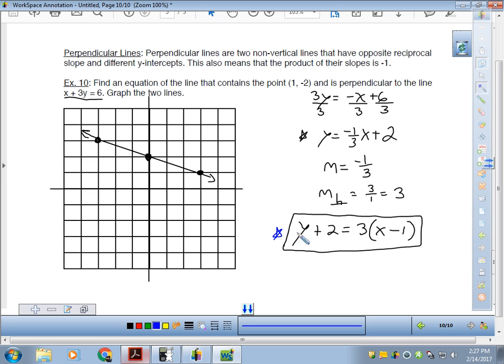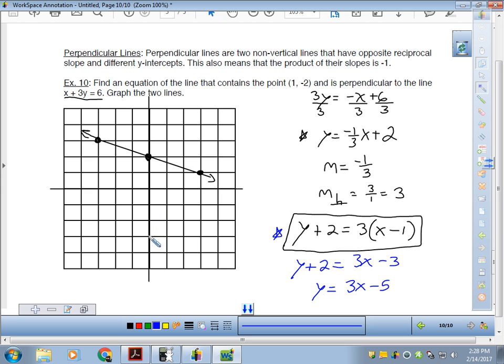All right, for our perpendicular line, we're going to have to solve this equation for y. So we distribute the 3 in. 3 times x is 3x. 3 times -1 is -3. Subtract the 2 over. So you get y = 3x - 5. So that means my y-intercept is -5.